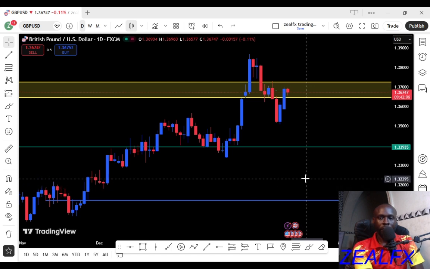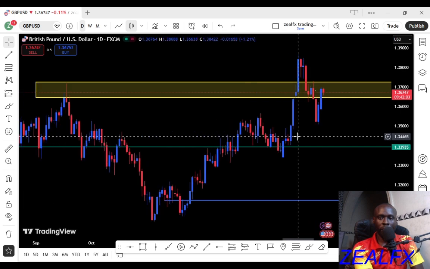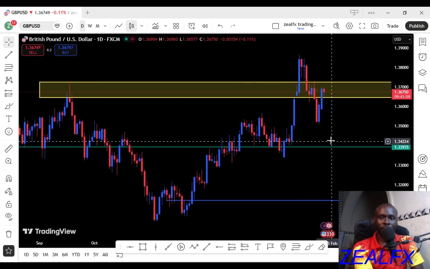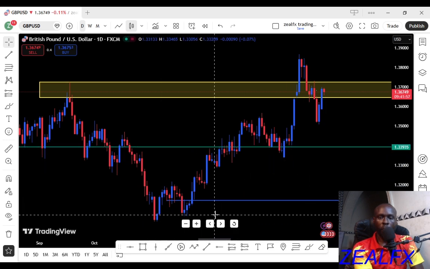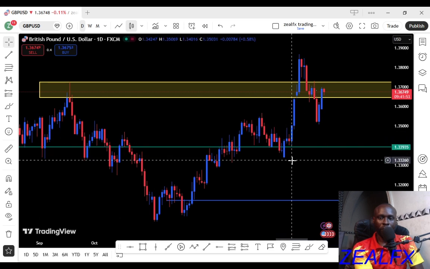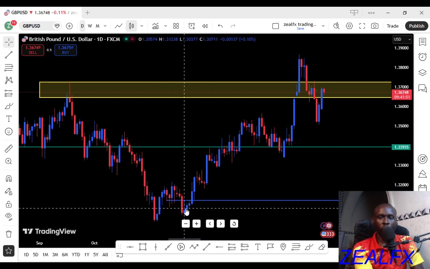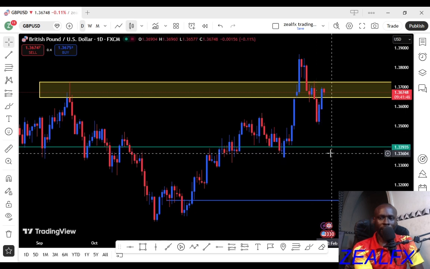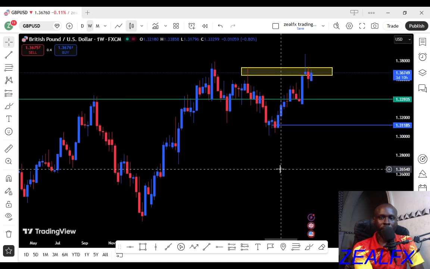1.35. So on my daily chart, we have the pounds USD still have this strong uptrend momentum for the bullish move. You can see we have a lower low and a higher low, then a higher low and a higher low. So let's first look at the weekly chart to know our bias for this week.